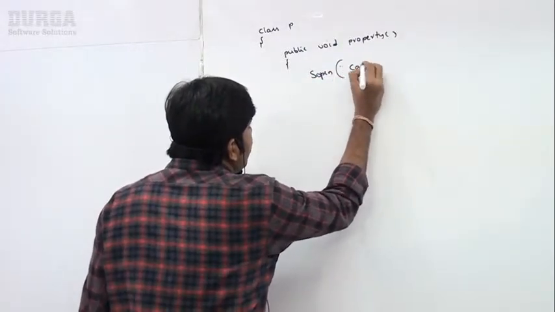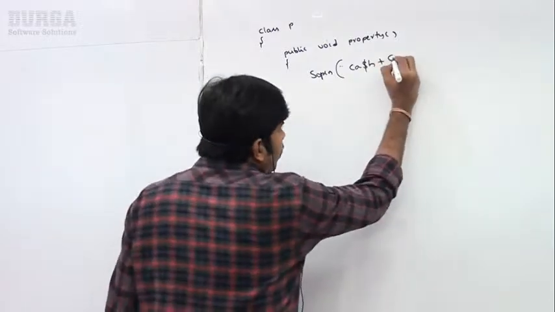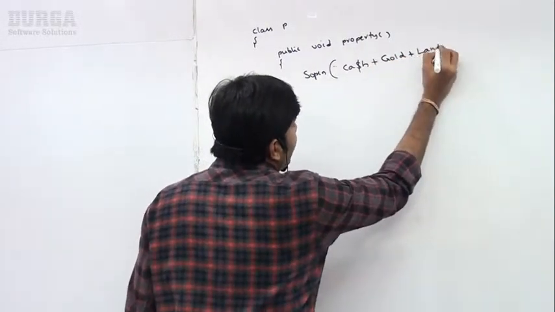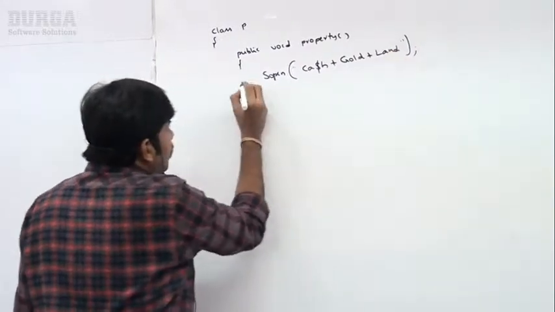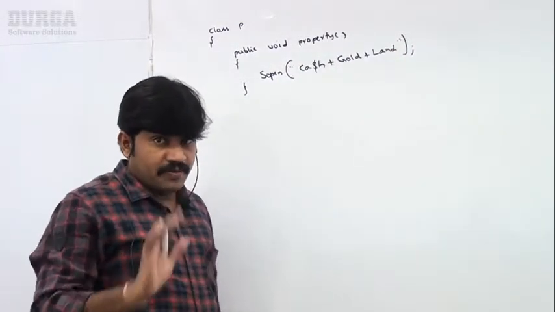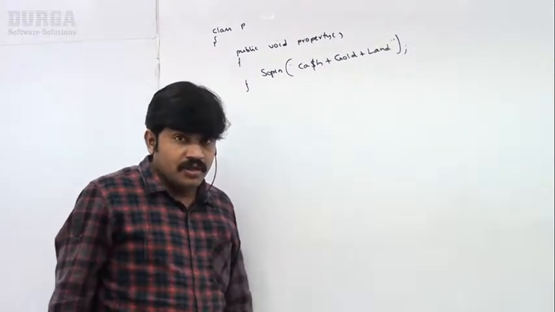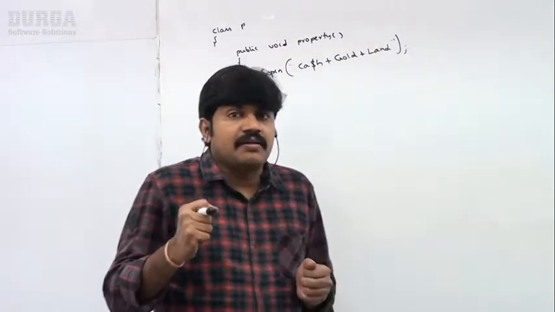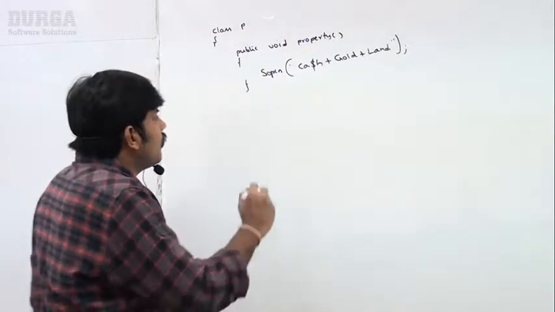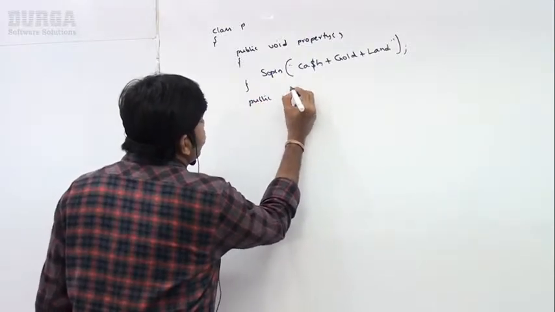The property may be in the form of cash, or gold, or land. Assume it is in this form. The parent class contains a property method. Every parent in the world is very eager to arrange a marriage for the kid. Assume the parent now wants to arrange a marriage for the kid.